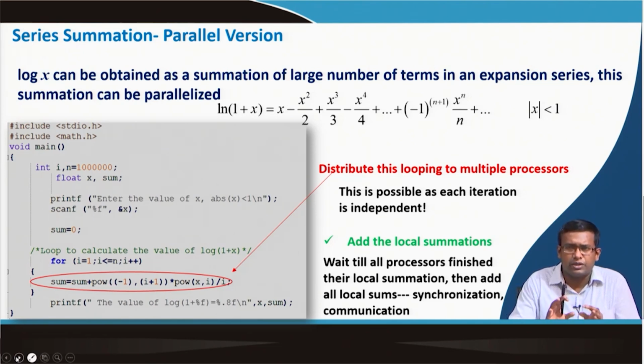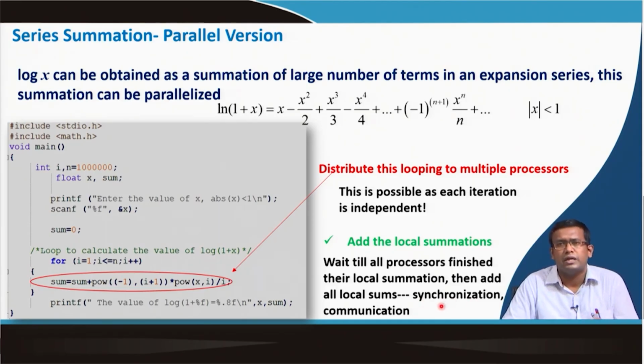One is distribute the jobs into multiple processors, and that is possible because the calculations in each processor are independent. There is no dependency among the calculations in each processor, and then wait till all the processors finish their summation and then add up the local summations. And this part requires synchronization. So, one processor needs to know that other processors have finished, and then only it can send its value to some other processor, and that processor will gather values from all the remaining processors and will add it up.